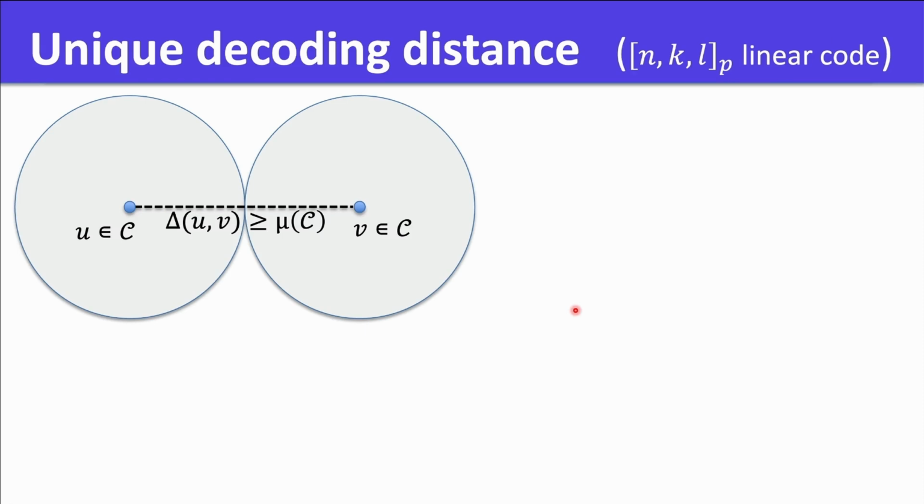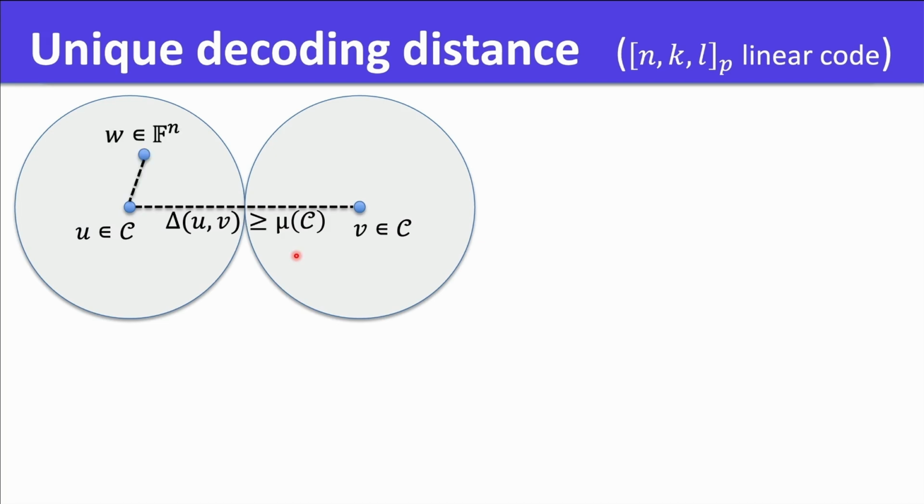The next thing we need to talk about is the unique decoding distance. So imagine we have two code words in the code, we'll call them u and v. We know by the property of the code that their relative distance is at least mu. Mu is the minimum relative distance of the code, and since these are distinct words, we know that their relative distance is at least mu.